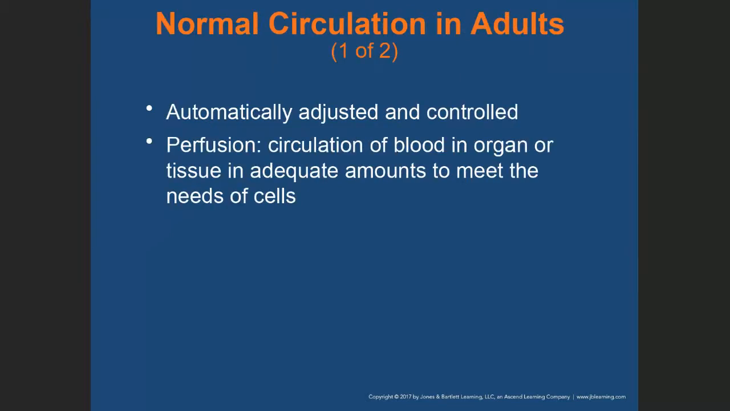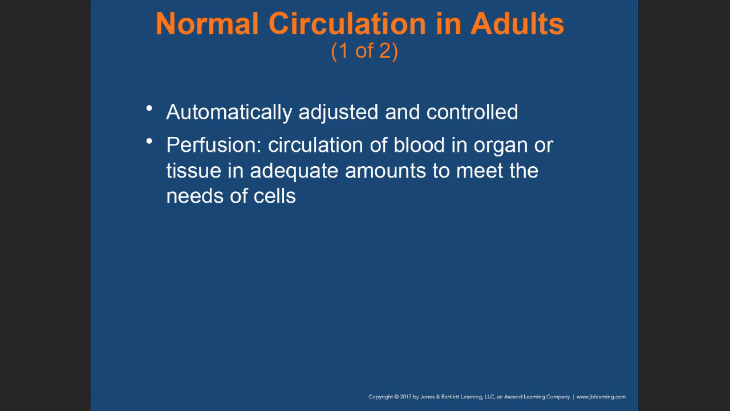Now, normal circulation in adults is automatically adjusted and controlled. What does that mean? The end goal of the circulatory system is perfusion. The circulatory system works in conjunction with the respiratory system. In order for the circulatory system to fulfill its part in that process, we must have an adequate blood pressure, and when I say adequate blood pressure, it's the same as cardiac output.